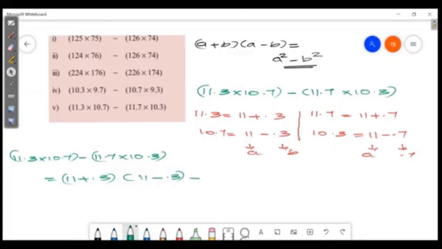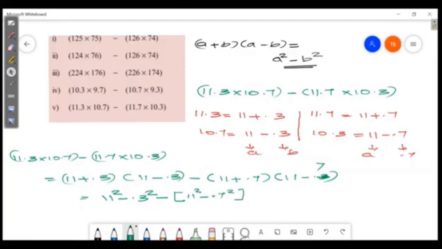So we can write the first one as 11 plus 0.3 into 11 minus 0.3 minus the second one, 11 plus 0.7 into 11 minus 0.7, which is equal to 11 square minus 0.3 square minus 11 square minus 0.7 square. Okay. Next is opening the bracket, we will get 11 square minus 0.3 square minus 11 square plus 0.7 square. So the final answer is 0.7 square minus 0.3 square.